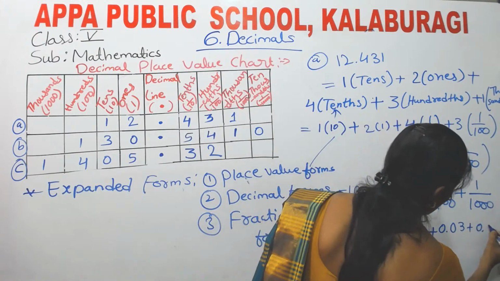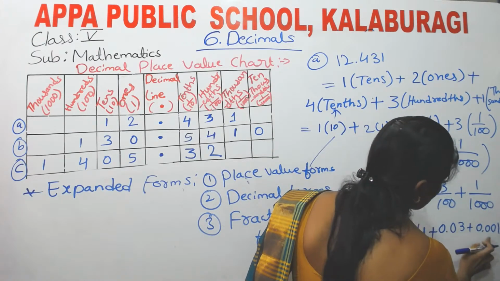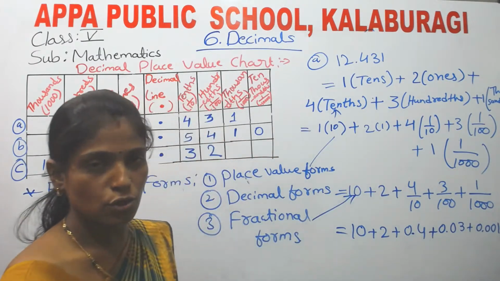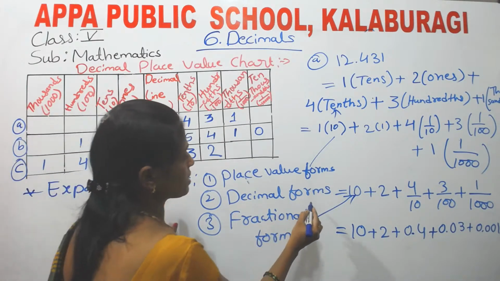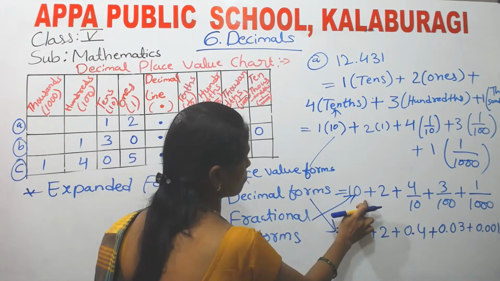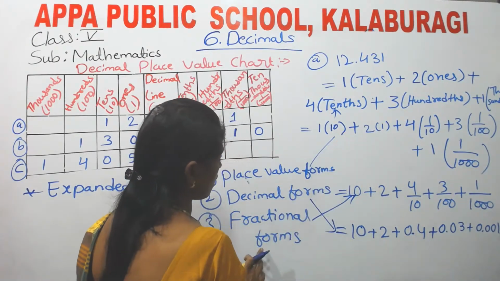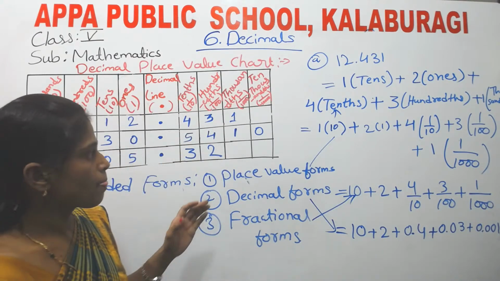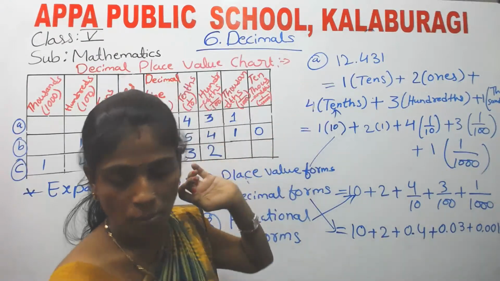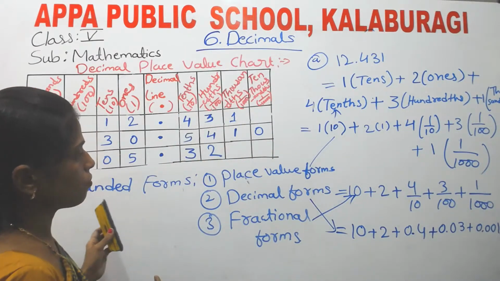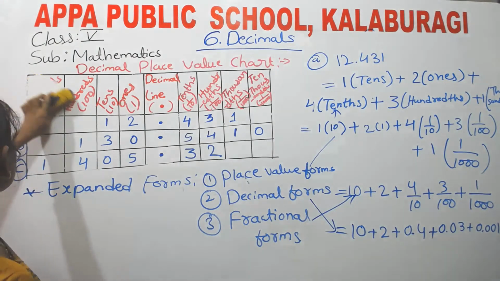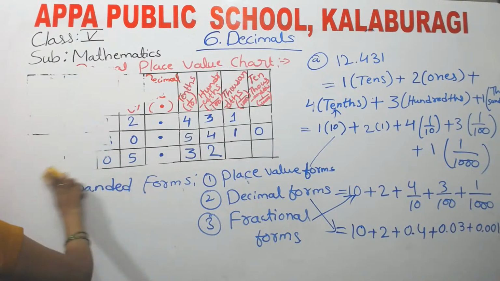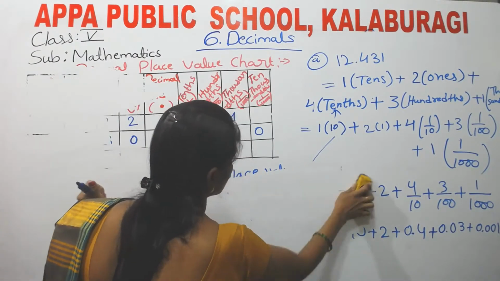After here are 3 numbers: 1, 2, 3. 1, 2, 3 zeros are there. Now write it: 0.001. This is decimal form. This is fractional form, and this is place value form, and this is decimal form. Now understood, children? Now these are the expanded forms. Next, types of decimals. Next point, types of decimals. Now B, C you can do it.